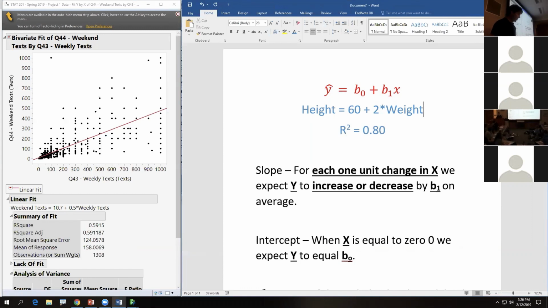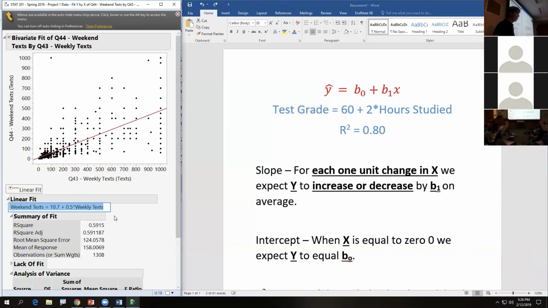It's logical to say, to reverse the problem, that if somebody studies 0 hours for the test, we'd expect them to make a 60. And we're not saying we know that is true, but it's like, okay, you could study 0 hours and you could make a 60, kind of makes sense, right? And then over here we said, okay, someone who doesn't text during the week, then they would text about 10.7 on the weekend. Even though that's a decimal, it's kind of like, okay, this is like on average, like if we were to average together the people who texted 0. So that would be pretty interesting.